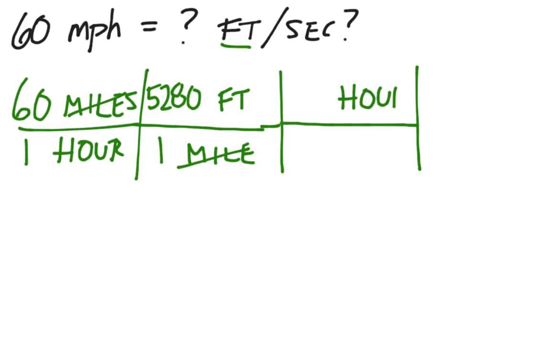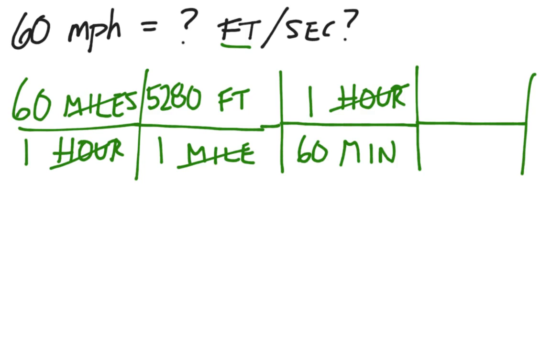I want to find seconds, but I don't know how many seconds there are in an hour. But I do, however, know minutes in an hour. There are 60 minutes in every 1 hour. This gets us closer to where we're going. I still, if I were to stop right now, have feet per minute. Closer, but not quite where we're going. The final step would be to get rid of minutes by placing it on top and by placing seconds on bottom. There are 60 seconds in every 1 minute.